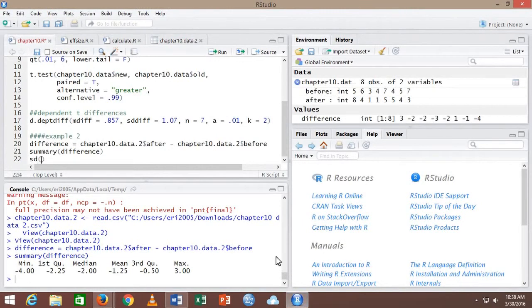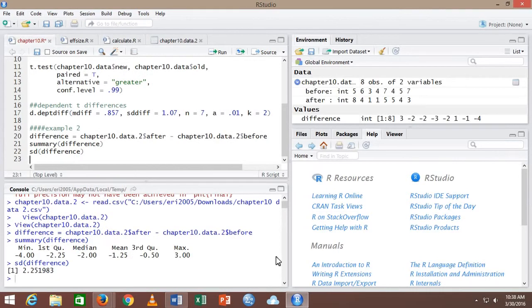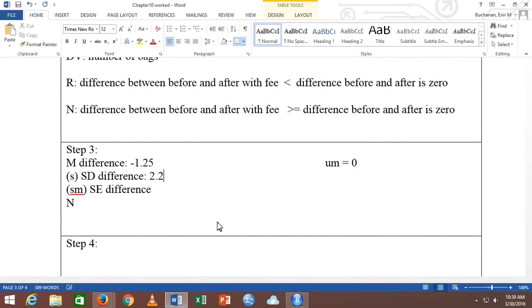Take our standard deviation of the difference score. So it's 2.25. So around that 1.25, we're ranging about 2 bags. So some people's bag reduction is a positive, meaning they're actually going up in the number of bags. Some people's bag reduction is going even more negative. Right, so that's about 2 points on either side. Remember, that score can't be negative because it's all squared.